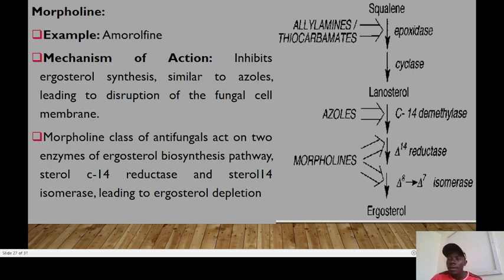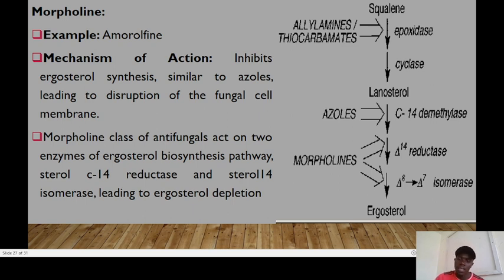The next group we have the morpholines, and an example of a morpholine is amorolfine. The mechanism of action is that they inhibit ergosterol synthesis, and their mode of action is almost similar to azoles. So this leads to disruption of the fungal cell membrane.